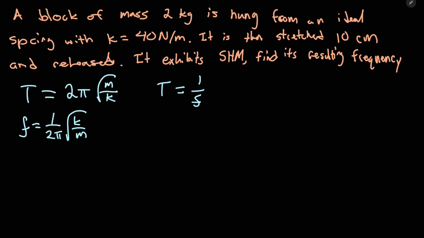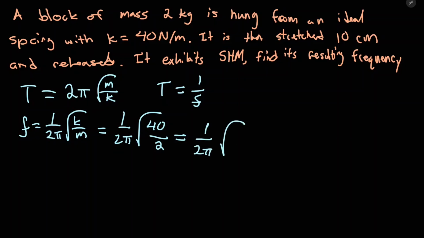So the really nice thing about Unit 6 is that there's a lot of plugging and chugging, so that's really nice. So if you have a good calculator and quick fingers, it'll be just fine. So if we just plug and chug our numbers here, we get 1 over 2 pi times the square root of 40 over 2 kg, and this will give us 1 over 2 pi times the square root of 20, and this will give us 2 root 5 over 2 pi.